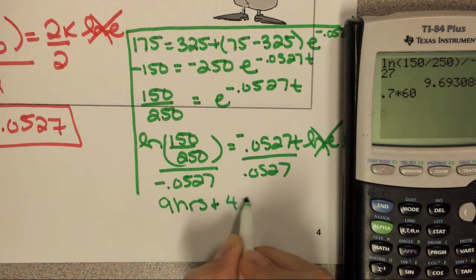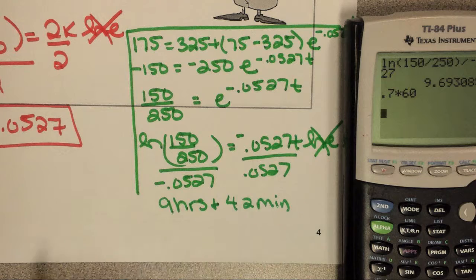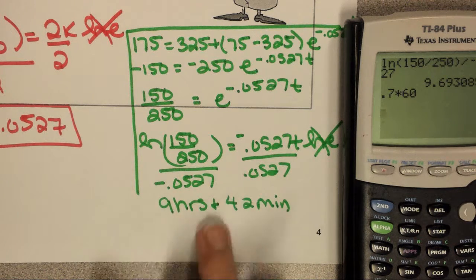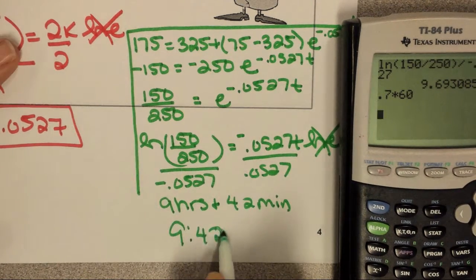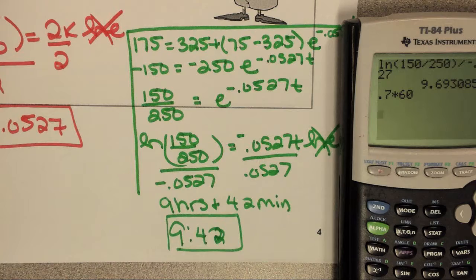So, 9 hours and 42 minutes. We put the pig in at noon, so 9 hours and 42 minutes later would be at 9:42. It's going to be a late party.